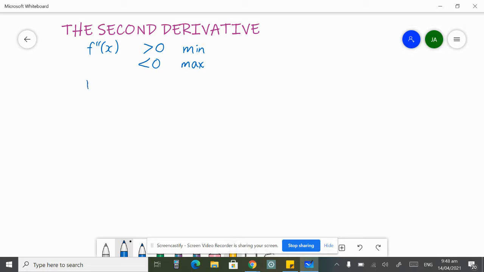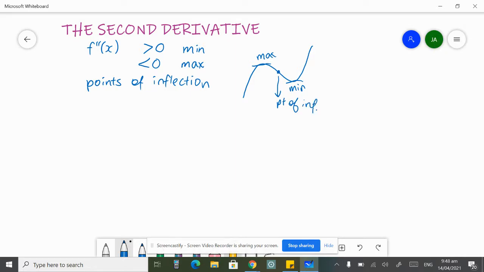Now, what we're also going to be looking at is points of inflection, which are between minimum and maximum, and at other places as well. Okay, so if we have a look at a cubic graph, that graph has a maximum here and a minimum here. Halfway between on the cubic graph is what's called your point of inflection.